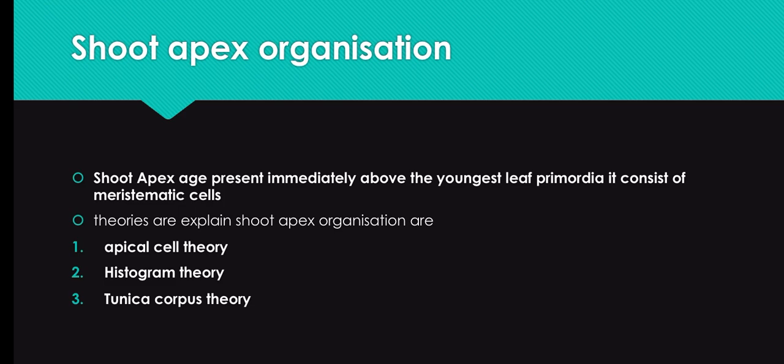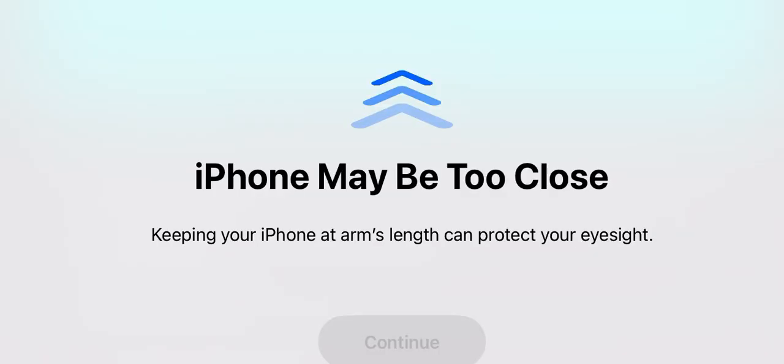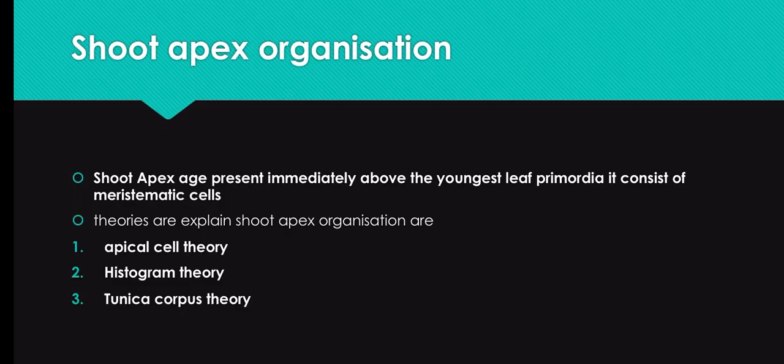Histogen theory. According to this theory, shoot apex consists of meristematic zones, the histogens, which are dermatogen, that forms epidermal tissue system, periblem forms ground tissue system, and plerome forms vascular tissue system. Next is tunica corpus theory. According to this theory, the shoot apex consists of tunica and corpus. Tunica forms epidermis, and corpus forms the central mass.